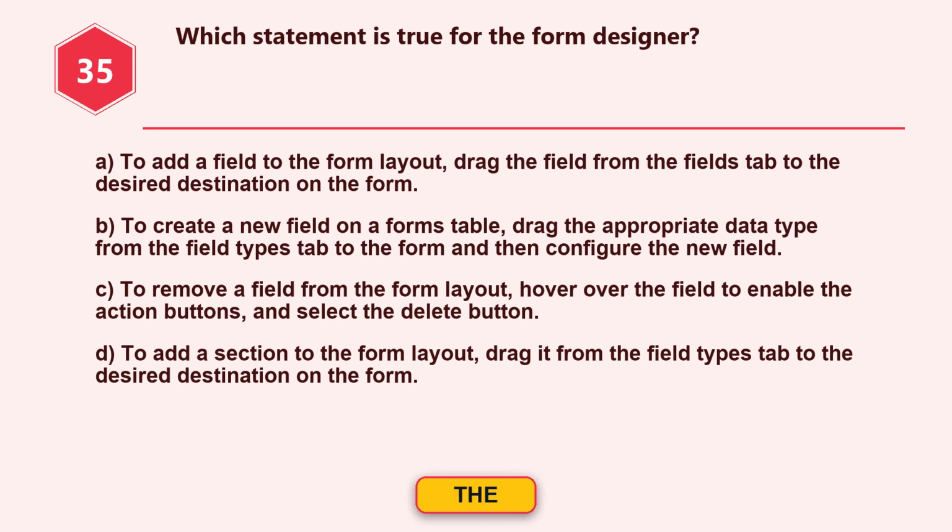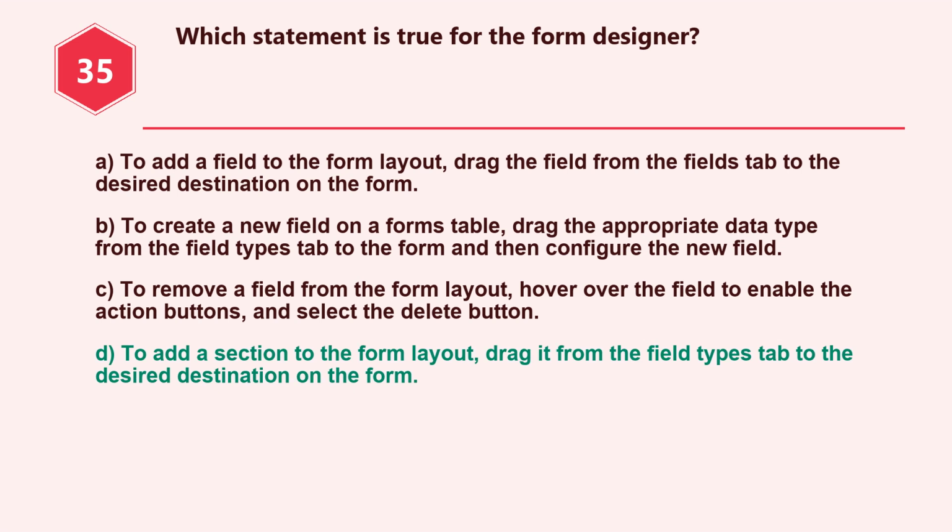Option A. To add a field to the form layout, drag the field from the Fields tab to the desired destination on the form. Option B. To create a new field on a forms table, drag the appropriate data type from the Field Types tab to the form and then configure the new field. Option C. To remove a field from the form layout, hover over the field to enable the action buttons, and select the Delete button. Option D. To add a section to the form layout, drag it from the Field Types tab to the desired destination on the form.